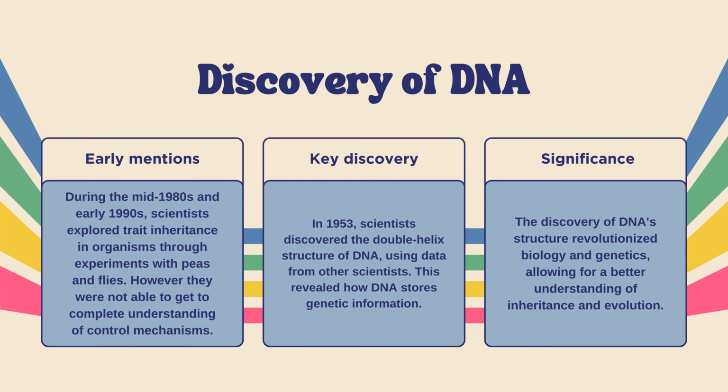Discovery of DNA. Early mentions. During the mid-1800s and early 1900s, scientists explored trait inheritance in organisms through experiments with peas and flies. However, they were not able to get to a complete understanding of control mechanisms. Key discovery. In 1953, scientists discovered the double-helix structure of DNA, using data from other scientists. This revealed how DNA stores genetic information. Significance. The discovery of DNA's structure revolutionized biology and genetics, allowing for a better understanding of inheritance and evolution.